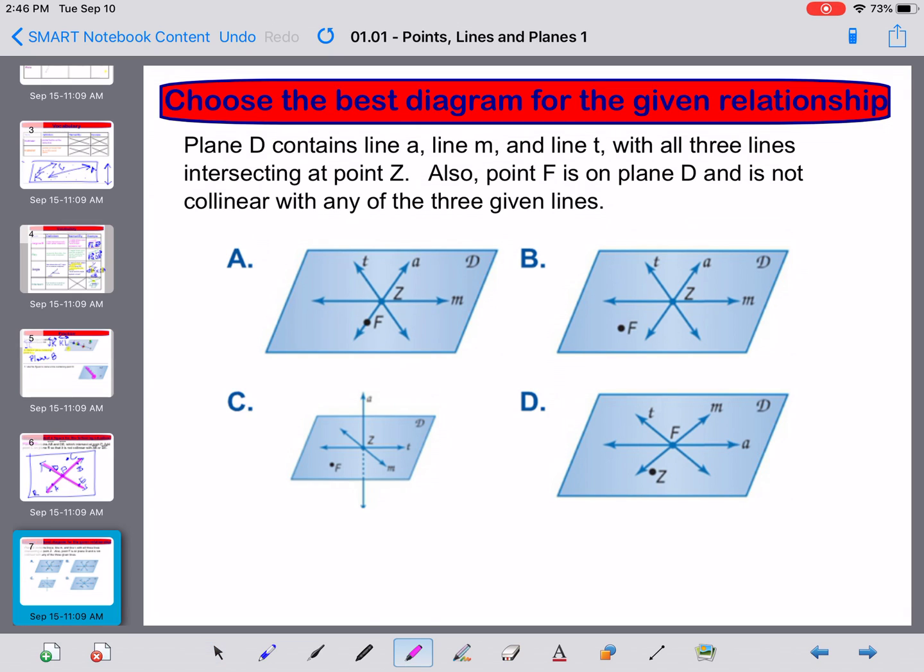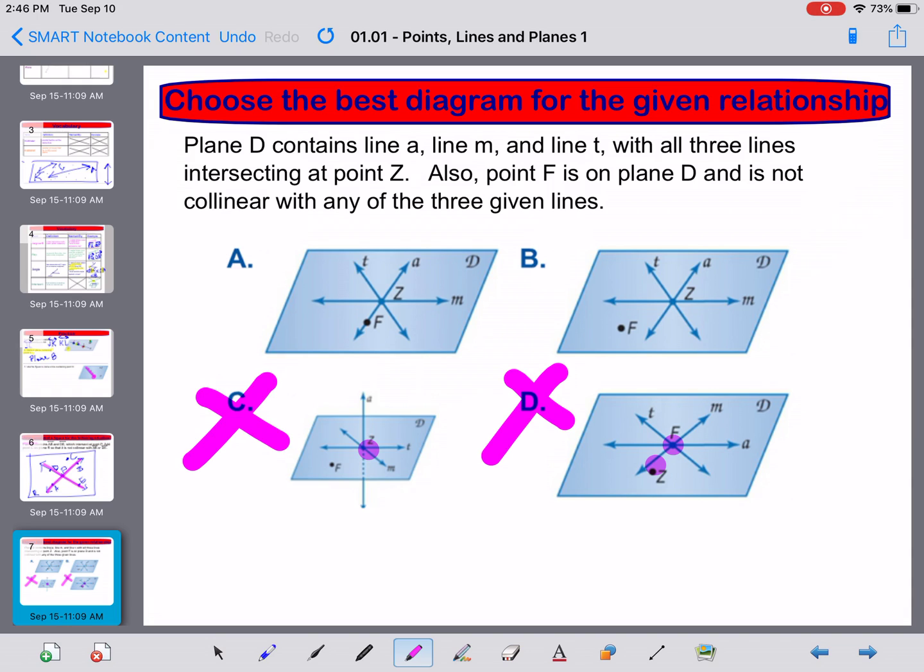If I look at this, the big part is that plane D contains A, M, and T. First, if I look at just that, C does not work because it contains T and M, but A is not contained in the whole plane. It's only contained right at Z, so that one's not going to work. I also need point F, intersecting at point B. So this one won't work because Z is supposed to be the intersection point and F is on this one. So we're left with A or B.